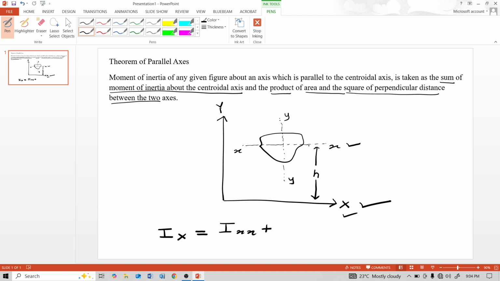See this figure of area A. The centroidal axes are the x-axis and y-axis, and between this small x-axis and this capital X-axis, the distance is h. So the product of area and the square of this distance h is Ah square.